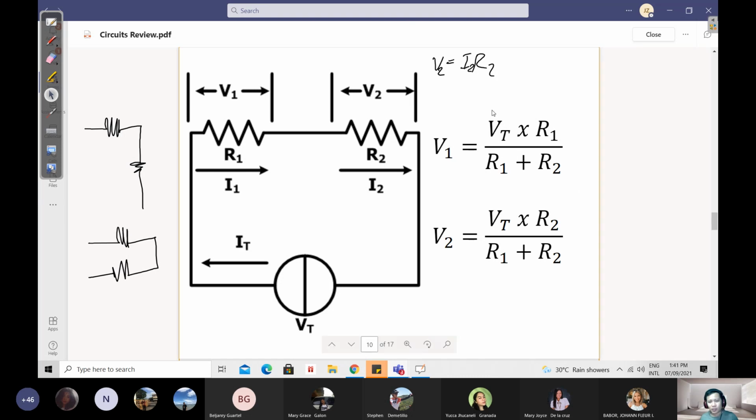As you can see, the formulas are almost the same. If you want to solve for V1, use R1. If you want to solve for V2, use R2. That's all. So it's a shortcut. That is voltage division theorem, or VDT.